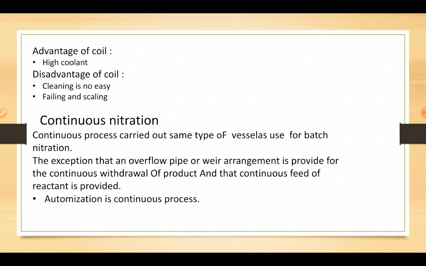The exception is that an overflow pipe or weir arrangement is provided for the continuous withdrawal of product, and a continuous feed of reactants is provided. Continuous nitration is the automation of a continuous process. This is a stainless steel tank with a continuous feed pipe and an overflow pipe, so that product will overflow through the pipe. It is an automation process. Automation is a continuous process.